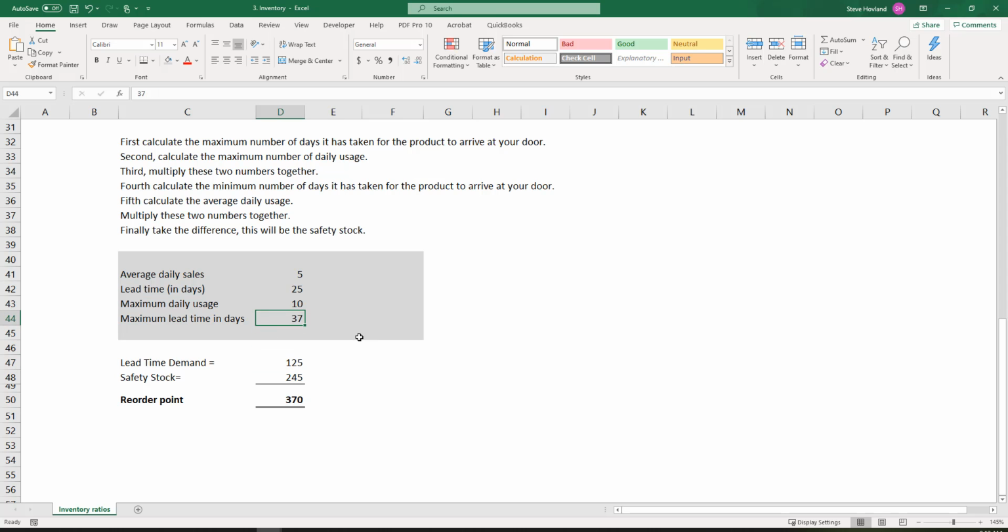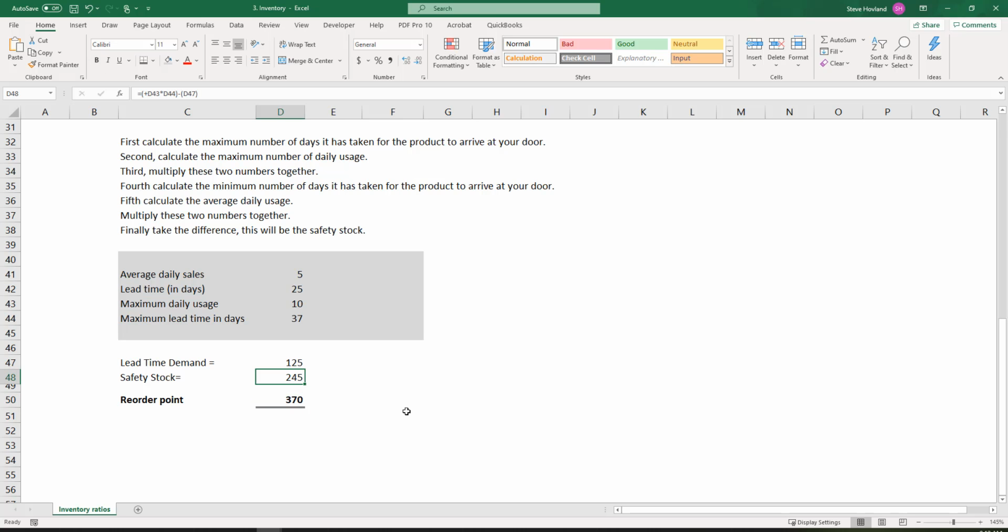For whatever reason, it was an extra 12 days longer than normal, and the maximum usage I've ever had of that product or sales was 10 in a day. Normally I average 5, but I had a couple of times where it was 10 in a day. So take 10 times 37, which will be the max, and then you take that less your on-demand, which gets you to your reorder point. So in this scenario, when this individual's stock gets down to 370 for this particular product, they need to reorder. Now, we've got a safety stock built in here.